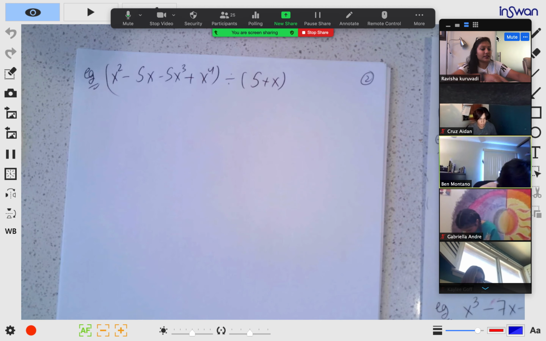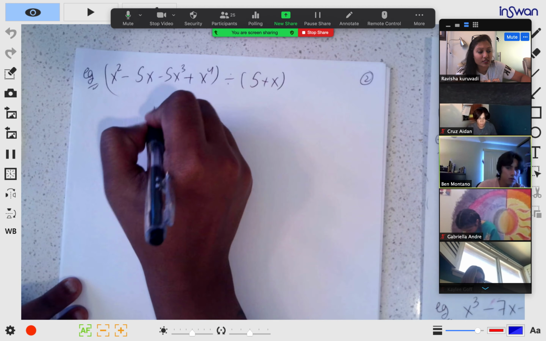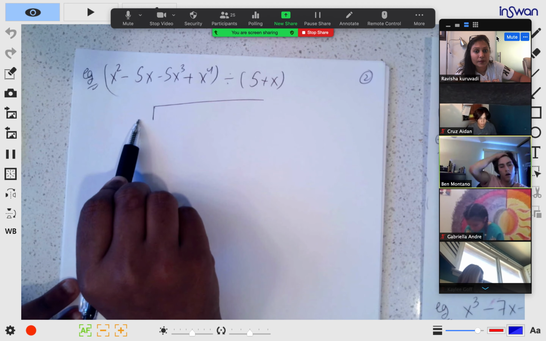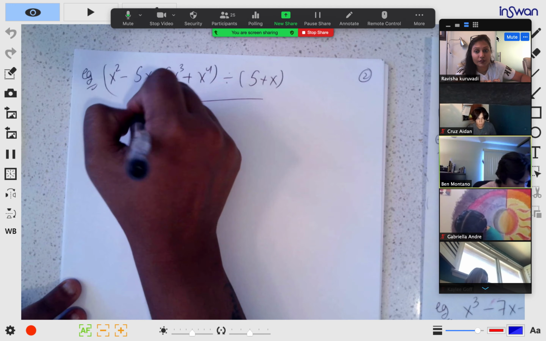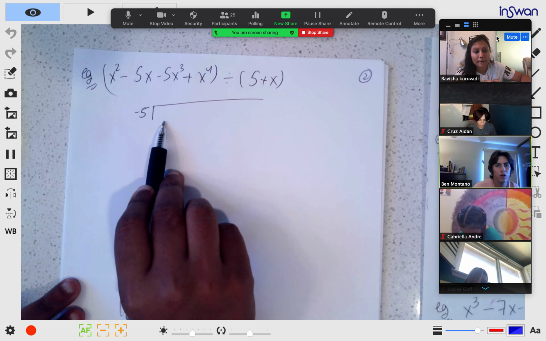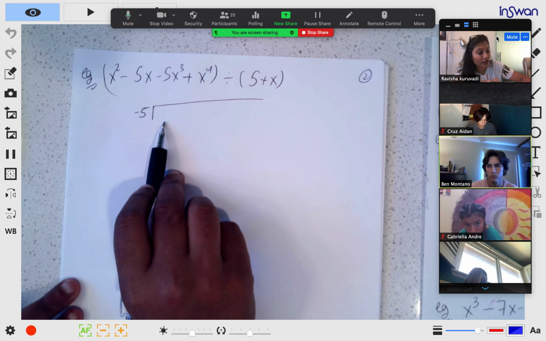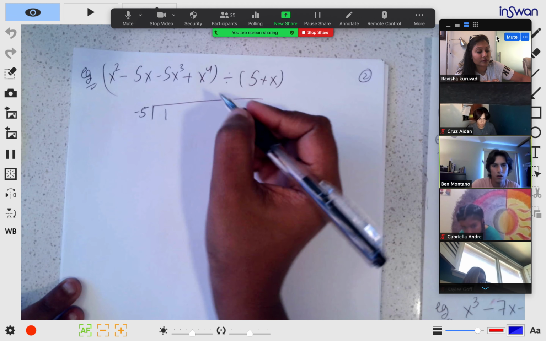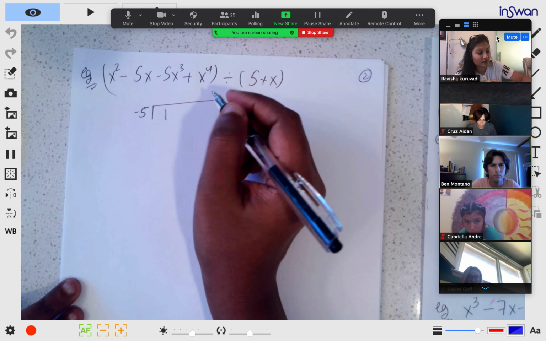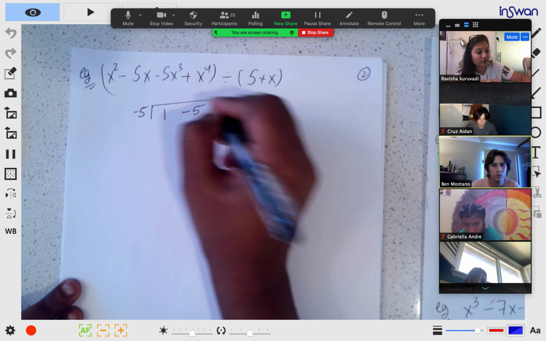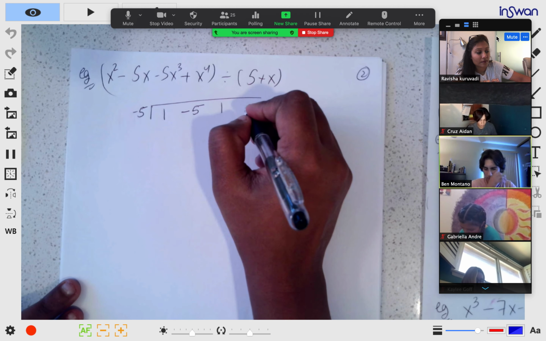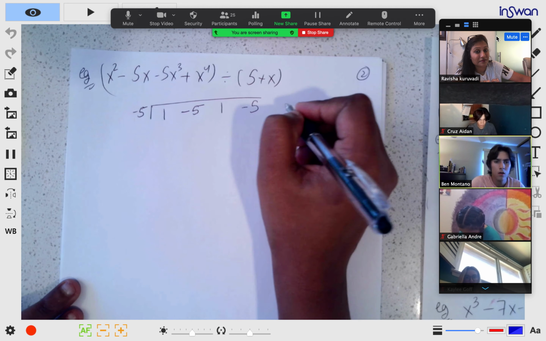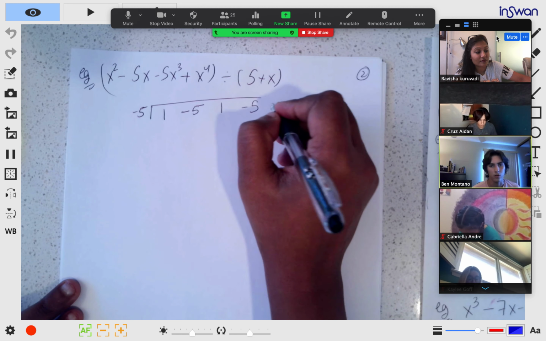So let's see what I'm going to divide with. What's the term I'm going to write here? -5. Yes, perfect. What's the highest coefficient? It's 1. Then -5, and then 1, and then -5. And then you drop down the 1.